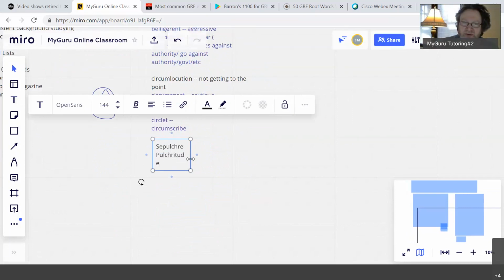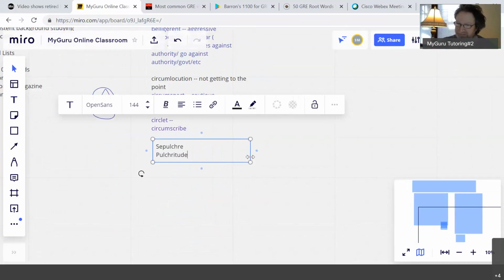Anyone know what either of these two words mean? They certainly look similar, but there's actually no direct relationship, at least that anyone's really aware of. All right, sepulcher is a tomb. Think of the Church of the Holy Sepulchre, for example. Pulchritude is beauty. No relationship between the two.